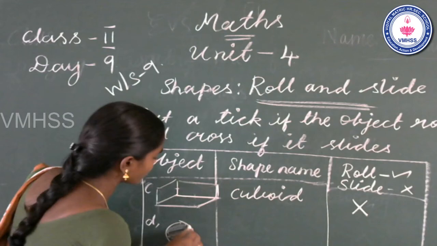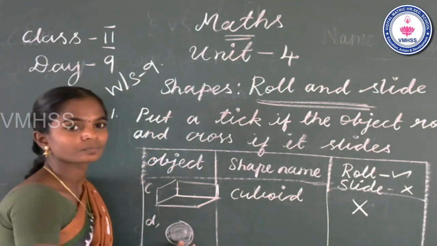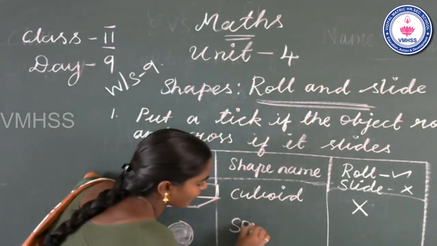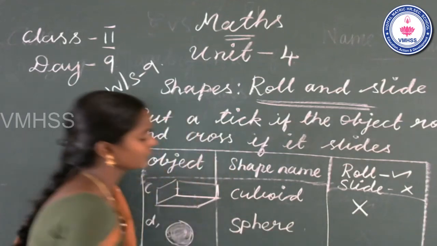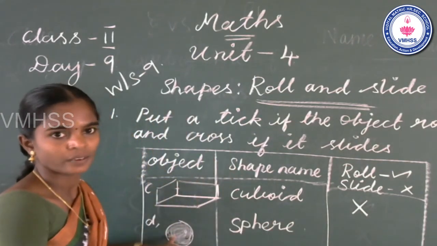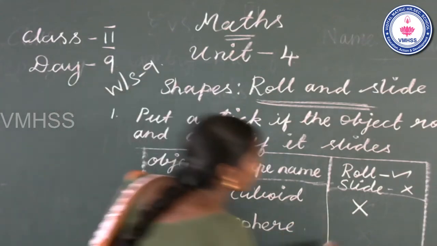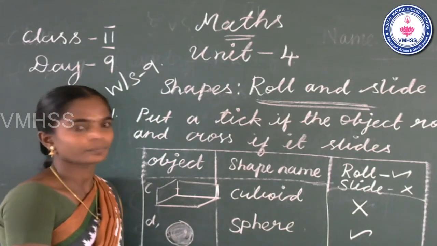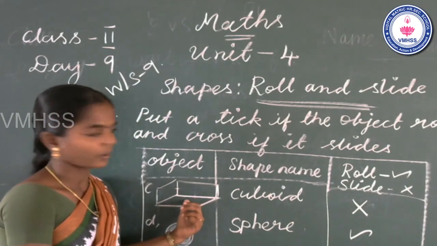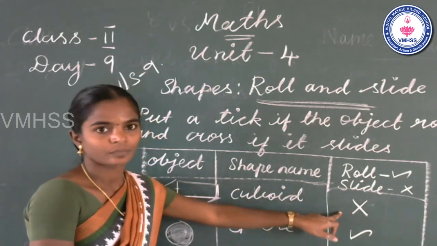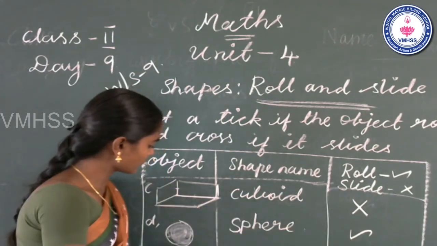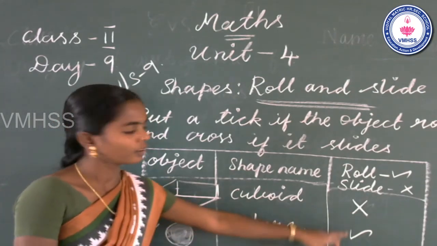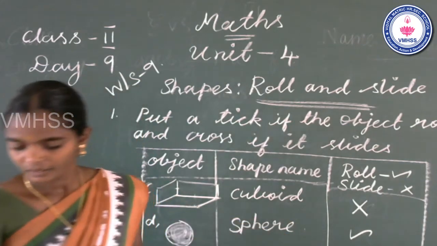Children, see the next one. What is the shape? Very good. Sphere. So first we write the shape name. So this shape sphere. Children, this is a curved face. So it will roll. So roll, tick. Is it clear? This flat face slides. So put cross. Next is this one, sphere shape. This curved face will roll.